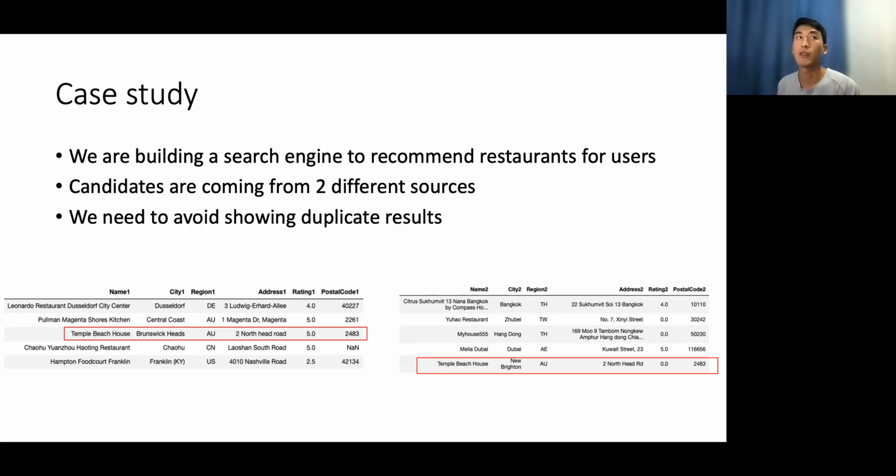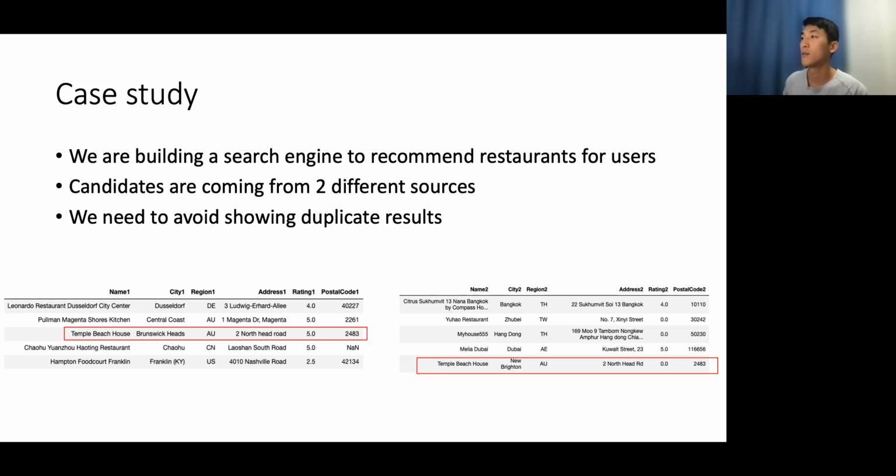So in the sense of a search engine, you definitely don't want to show duplicate results to the users, right? For example, if a user searches for a fast food restaurant, and you show them 10 examples, and 5 of them are pointing to the same McDonald's around, right? Then that would not be a very good search engine or search results, right? So all we want to do is avoid showing duplicate results.